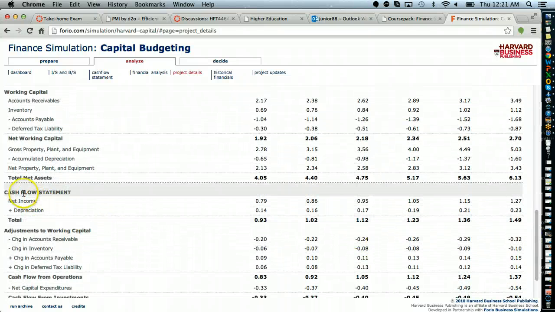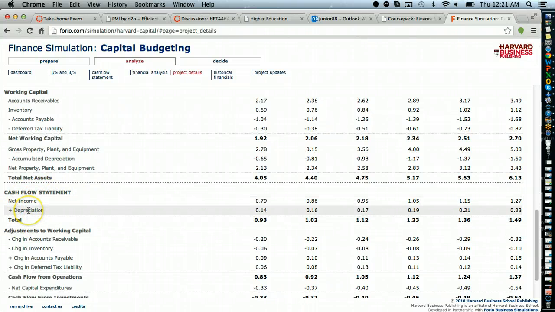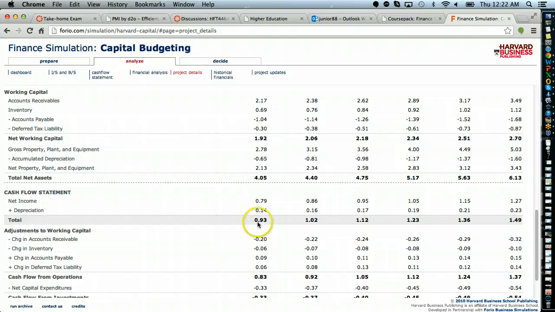So okay, you see here, now you see the cash flow statement. When you see the cash flow statement, you want to see what is going to be your net income plus the depreciation, which means what are you going to actually lose in respect to value over time for your investment. Here you're going to see a grand total of what your cash flow is going to be.